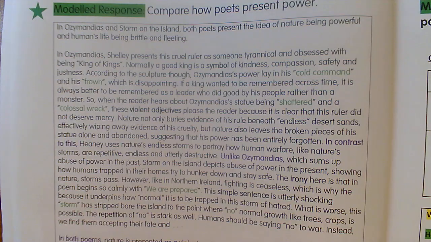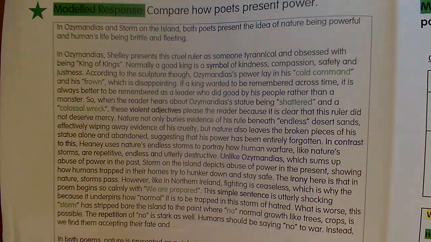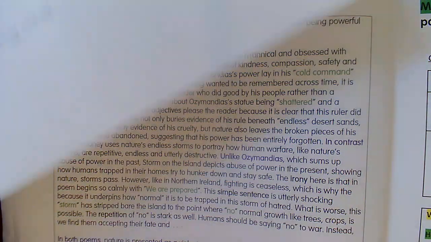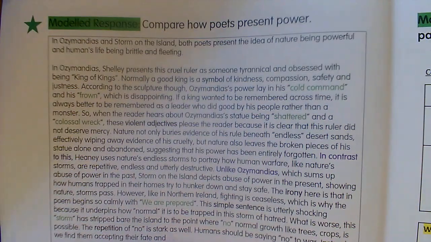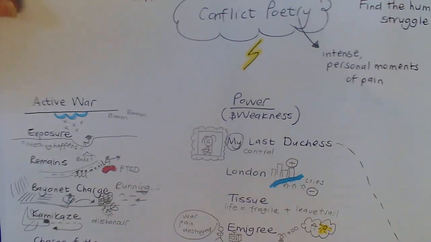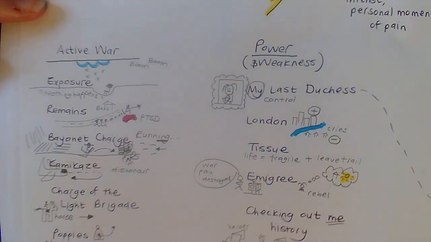I'm sure at this point you've got an additional idea that you probably want to include. But now have a go. Go and look back at the poems and think, if you had to write about how do the poets present power, pick some. What would you choose?